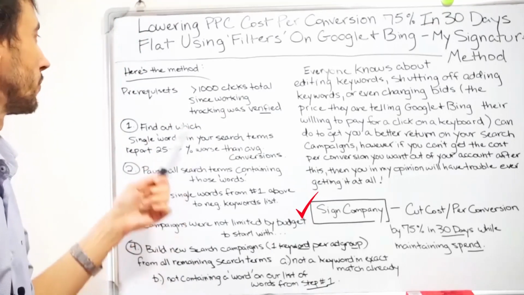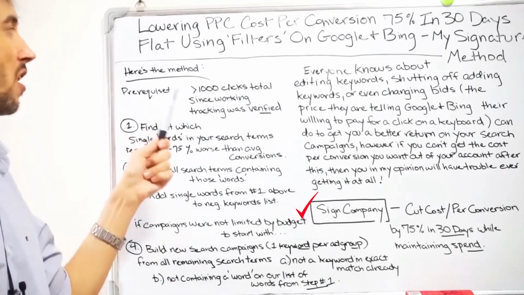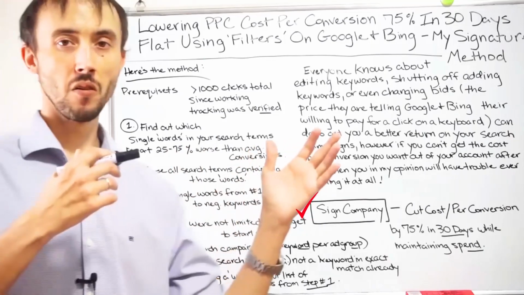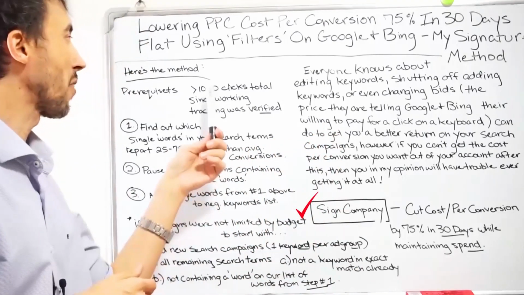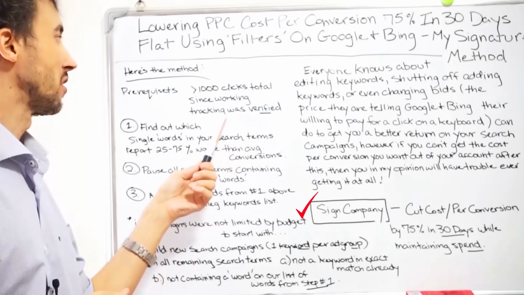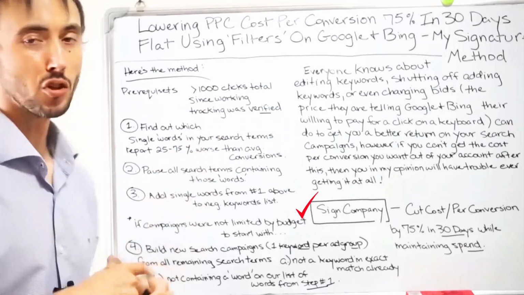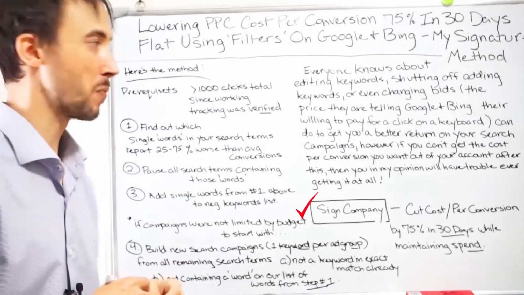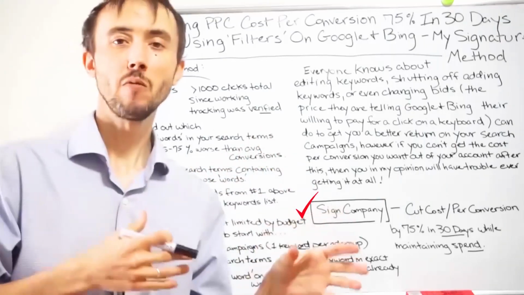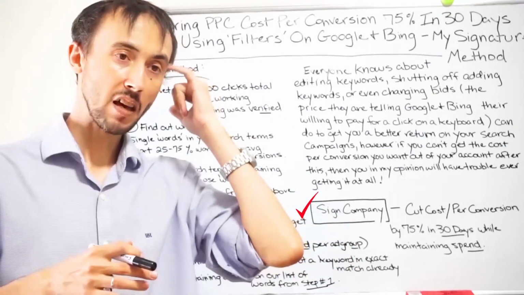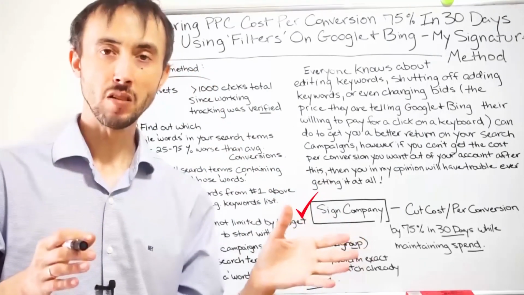So here's the method. The prerequisites are going in. So respectively, you need about 1,000 or more clicks, since your tracking has been verified to be working on your PPC account. So just like I said, you should already know and calculate what your cost per conversion needs to be profitable.